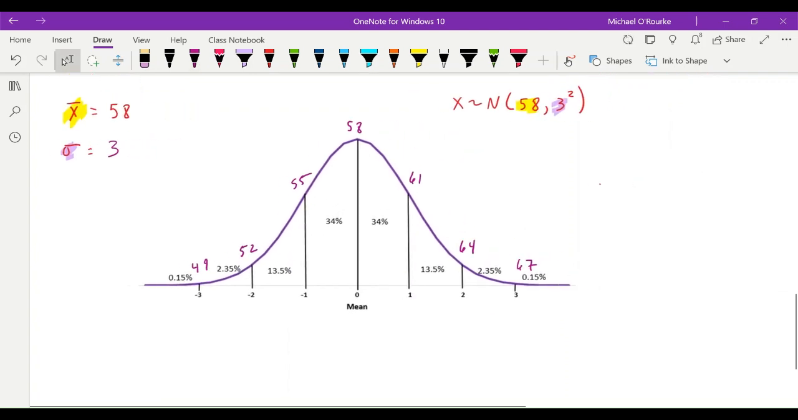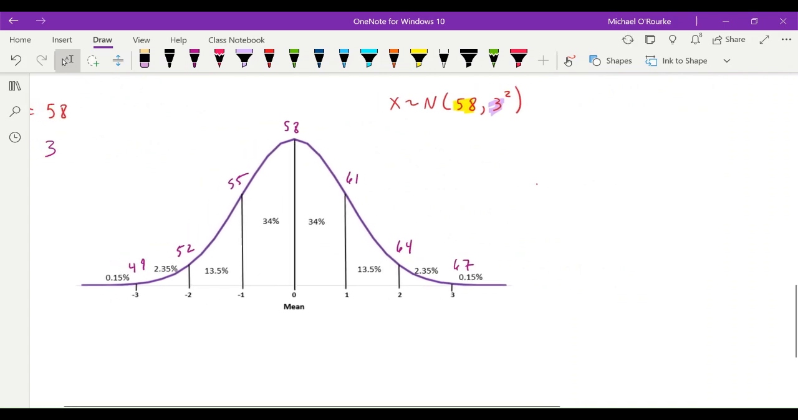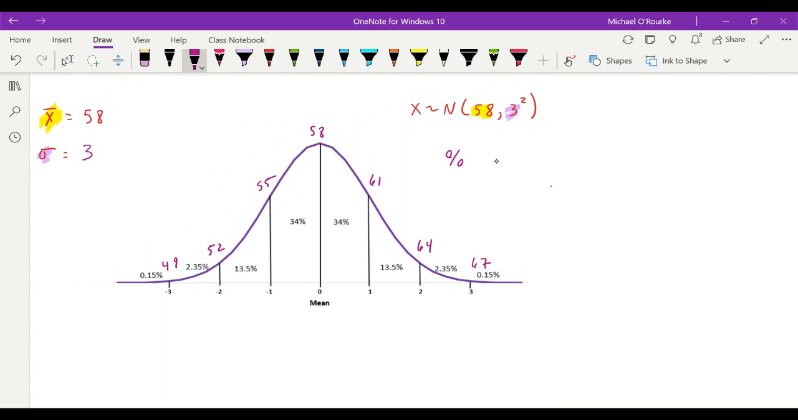So then we can start asking questions along the lines of, what percent of the population, what sizes encompasses 68% of the height? Let's say this is height of students at your school. So in between what height is 68% of the population? Well, that would be between 55 and 61. 34 plus 34. Right? Now I could ask a question along the lines of, this is my favorite question.